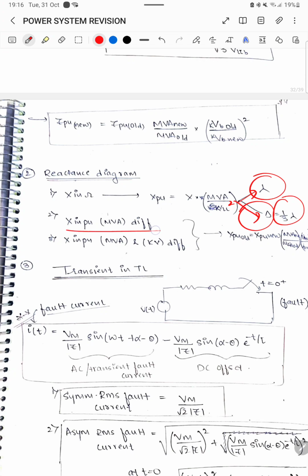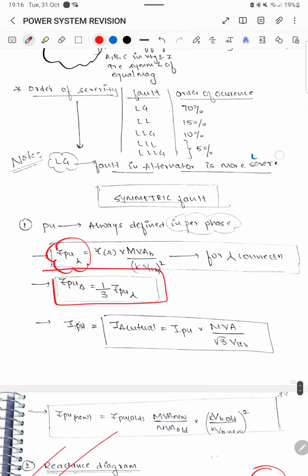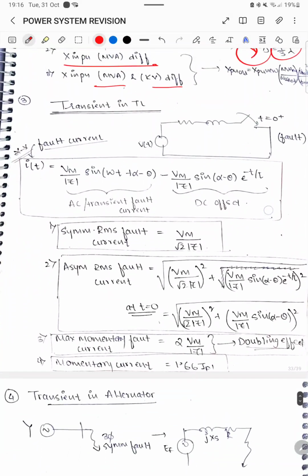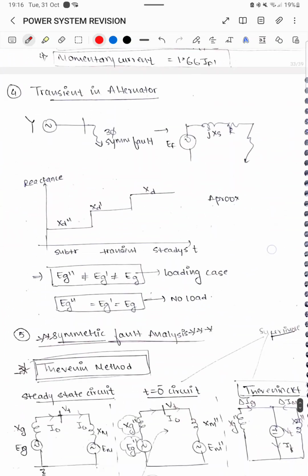Z in per unit with a different MVA base, it can have different MVA or different kV. In both cases, we will be using Z new is equal to Z per unit old into MVA new upon MVA old into VB old upon VB new whole square. So these are the three cases of the reactance diagram. Now we will move to the transients in the transmission line.